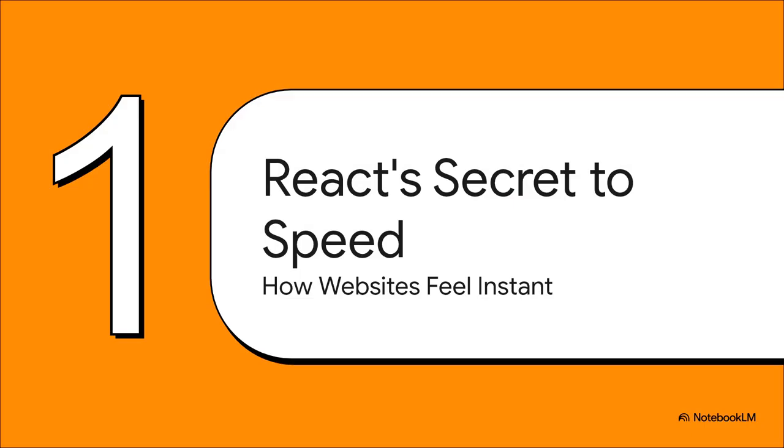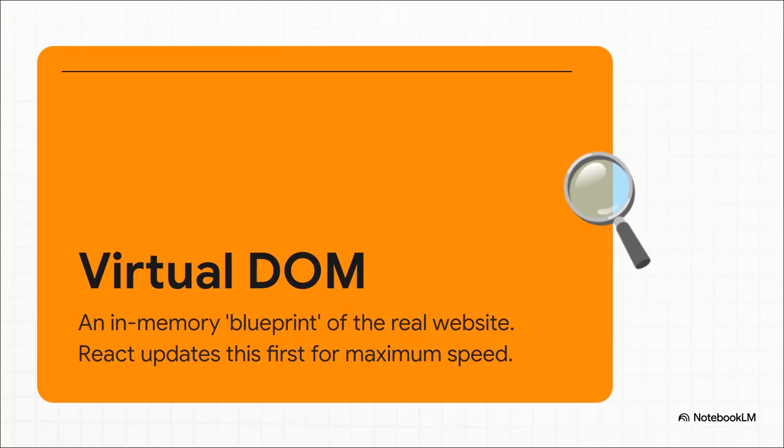The first secret to React's success is its absolute obsession with speed. And to understand how it gets there, we need to talk about something called the virtual DOM. Now, I know that sounds super technical and complicated, but the idea behind it is actually brilliant and surprisingly simple. Think about it like this. Your website is a huge, complex building. The old way of making changes was like taking a sledgehammer to an entire wall just to hang a little picture. It was slow, it was messy, it was disruptive.